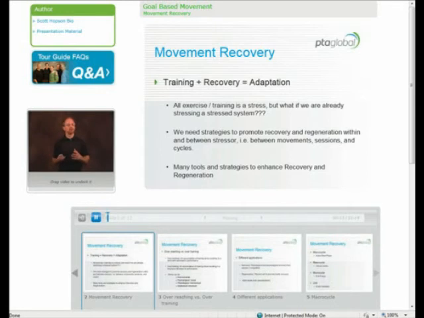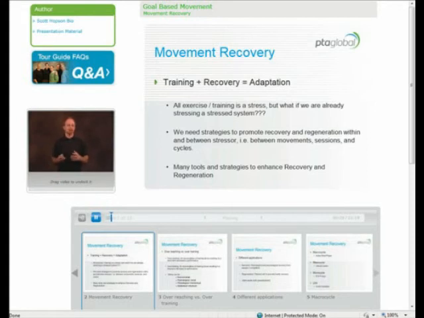Movement recovery is more than just talking about how you recover from a single movement or a single session or a single stress. It's really this huge umbrella of how do we promote recovery following the stress of movement. And what we know is that training plus recovery equals positive adaptation.